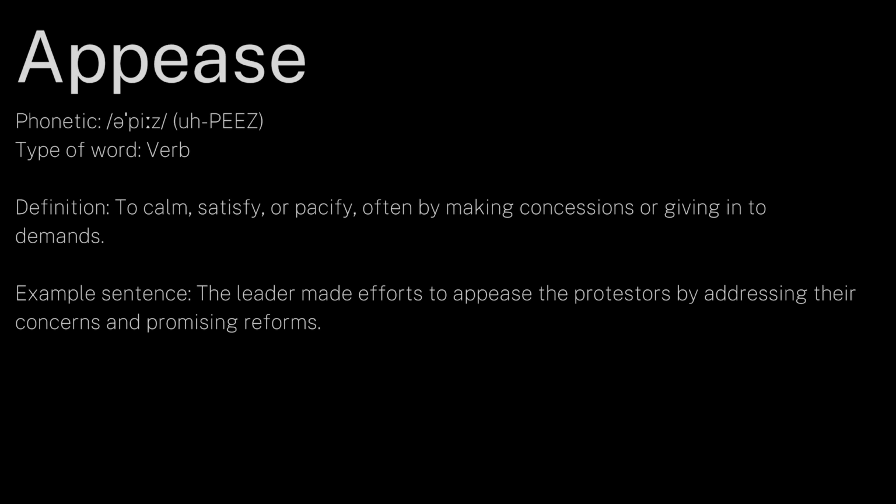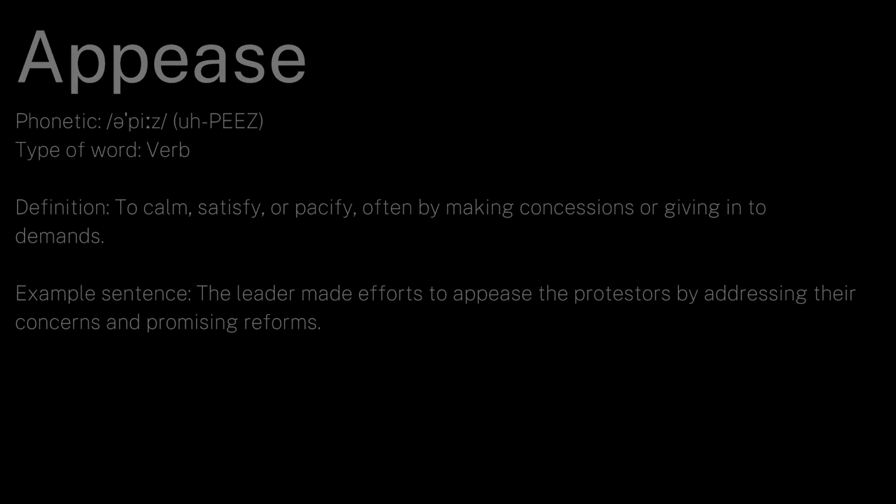Our 45th word is appease, which is a verb that is defined as to calm, satisfy, or pacify, often by making concessions or giving in to demands. For example, the leader made efforts to appease the protesters by addressing their concerns and promising reforms.